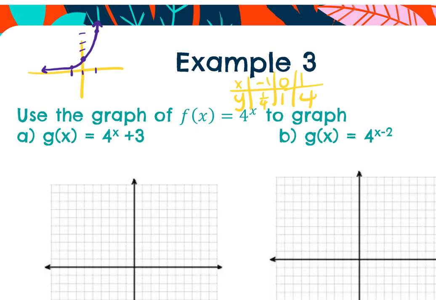What's going to happen to the graph for A? Up 3. It shifts it up 3. So instead of being at -1, 1/4, we're at -1, 3 and 1/4. Instead of being at 0, 1, you're at 0, 4. And instead of being at 1, 4, we're at 1, 7. Good. And our horizontal asymptote went from 0 to 3.